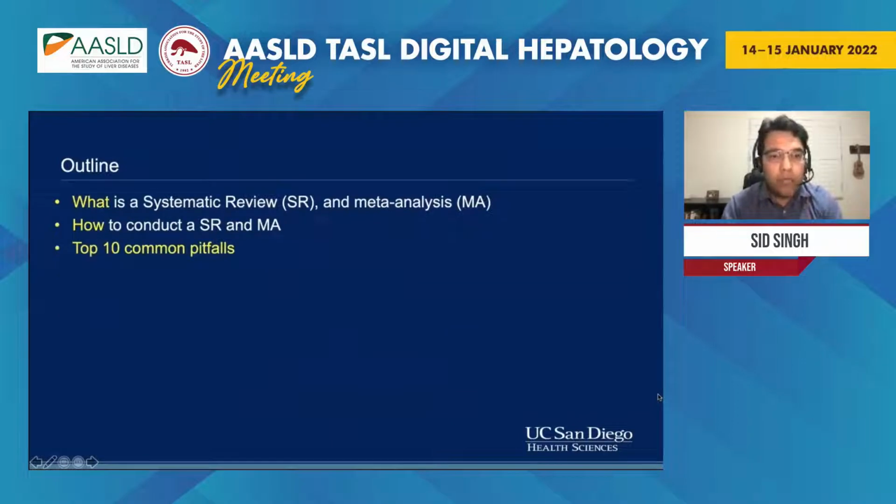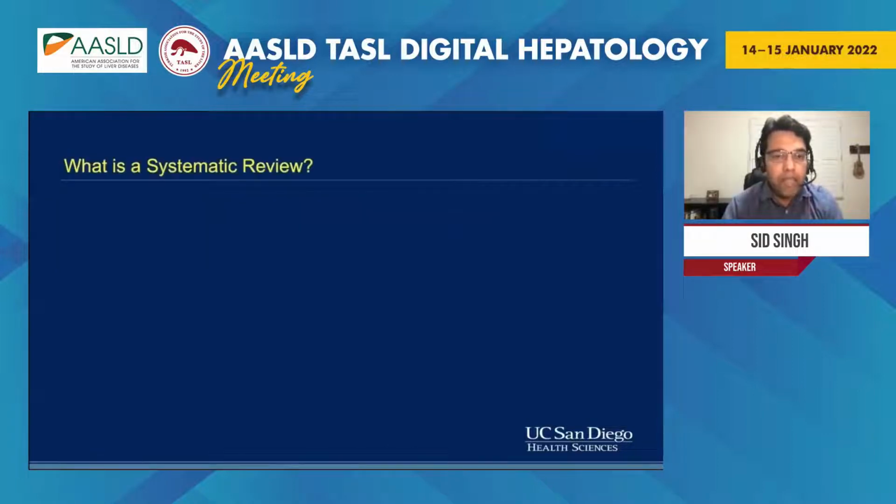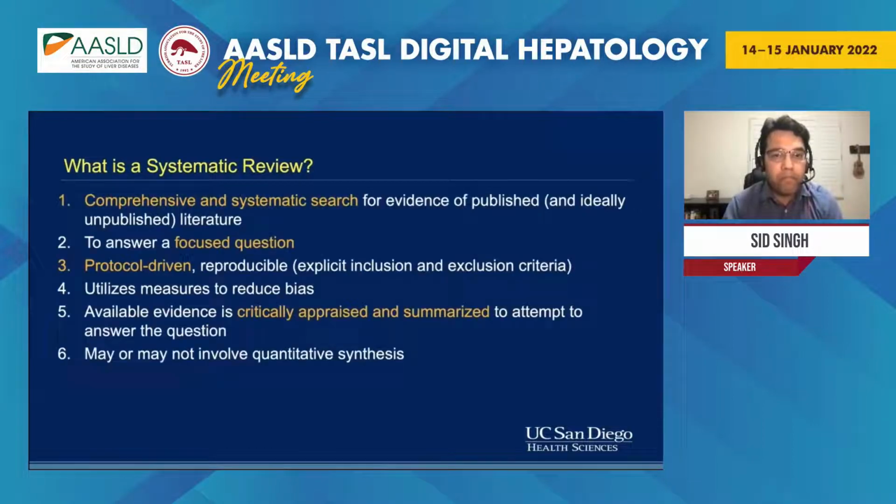In this talk, I will focus on what a systematic review and meta-analysis is, how do we conduct these, and what are the main pitfalls. Let's start off with talking about what a systematic review is. A systematic review involves comprehensive and systematic search for evidence of published and ideally unpublished literature to answer a very focused, narrow question.